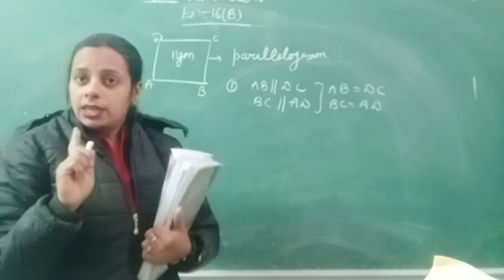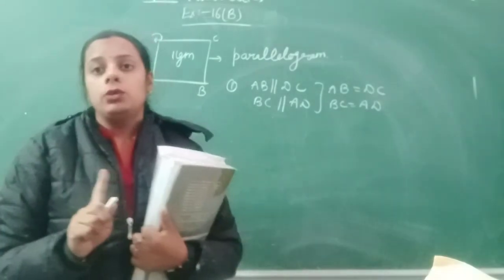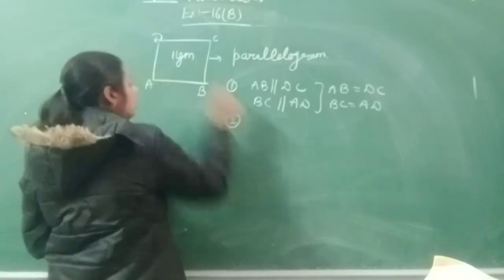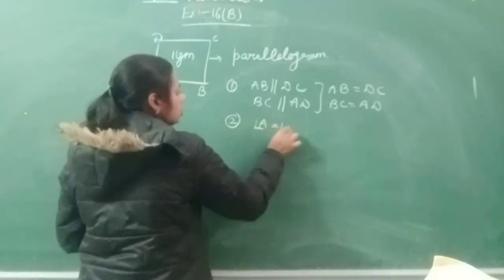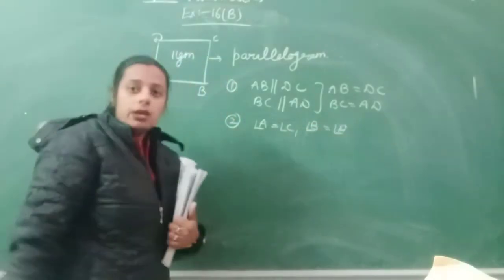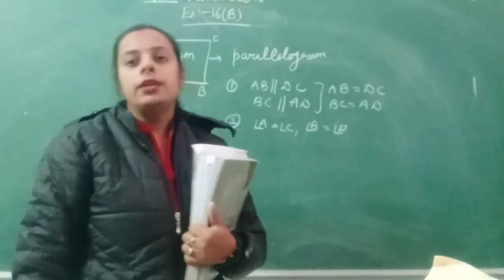पैरेललोग्राम की अपोजिट साइड इक्वल भी होती है और पैरेलल भी होती है. फर्स्ट प्रॉपर्टी. सेकंड इज अपोजिट एंगल इज आल्सो इक्वल. Angle A is equal to angle C and angle B is equal to angle D. The pair of opposite angles are also equal.